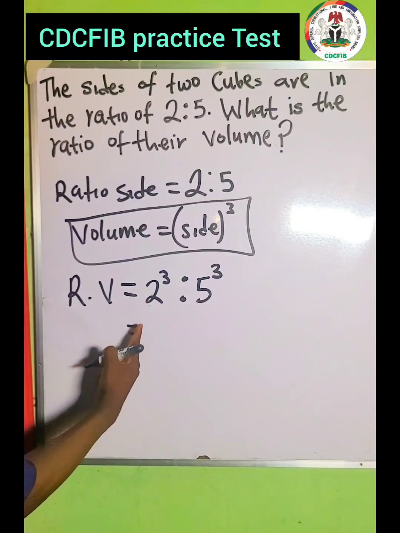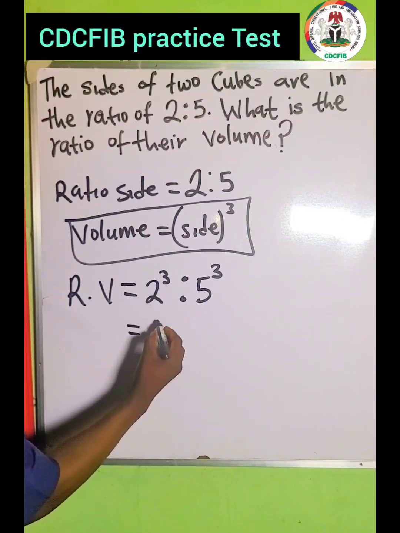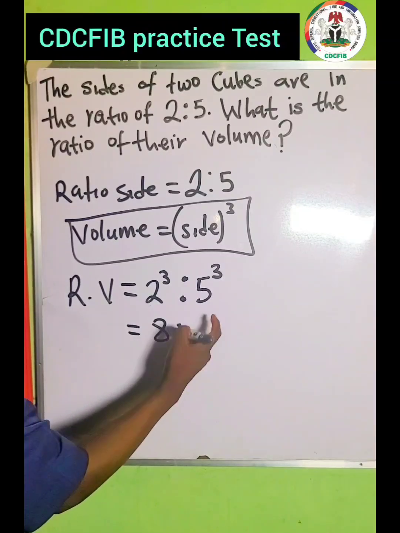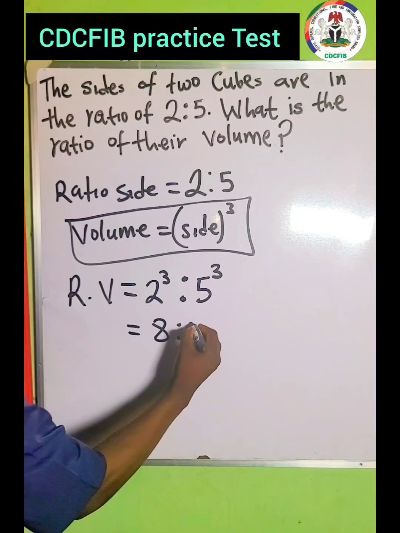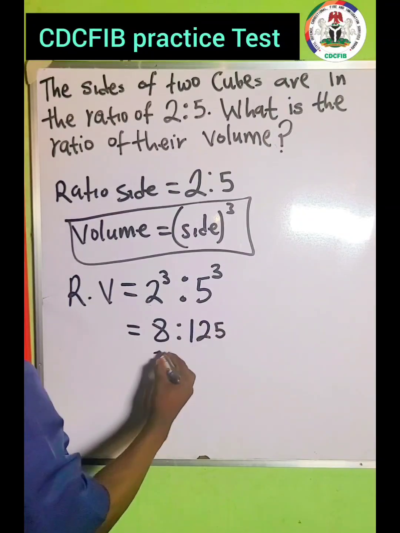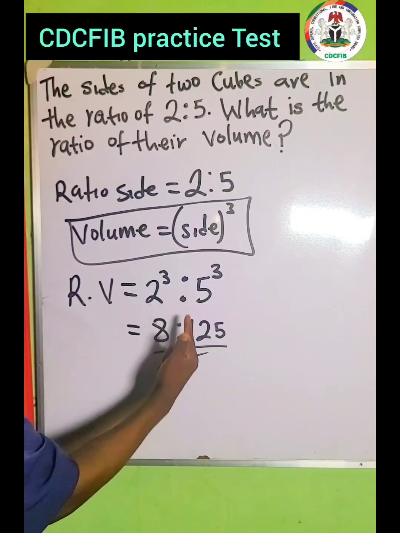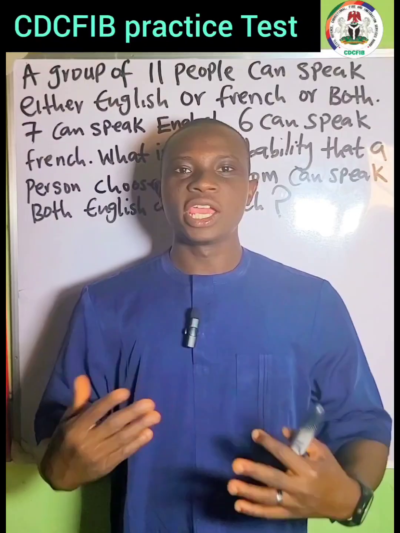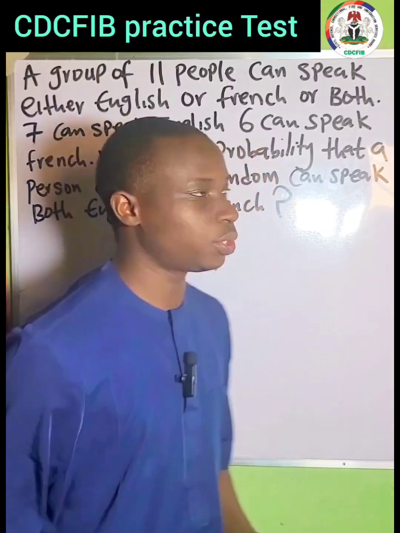This is going to be equal to 2 to power 3, which implies 2 is multiplied by itself 3 times, which is going to give us 8. Then 5 to power 3, 5 multiplied by 5 multiplied by 5 in 3 places, is going to give us 125. So therefore, the ratio of their volume is going to be 8:125.